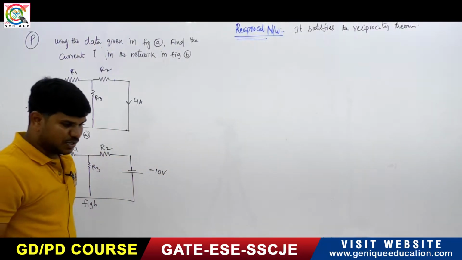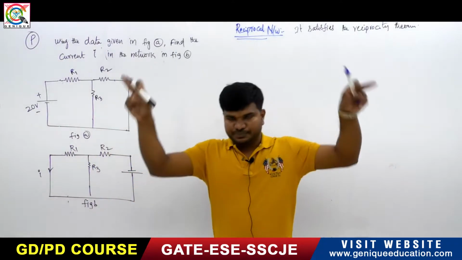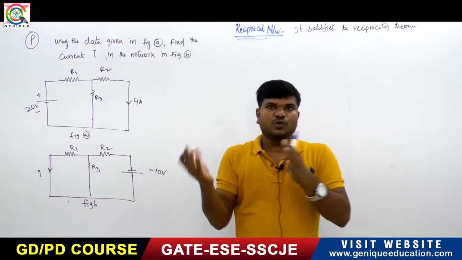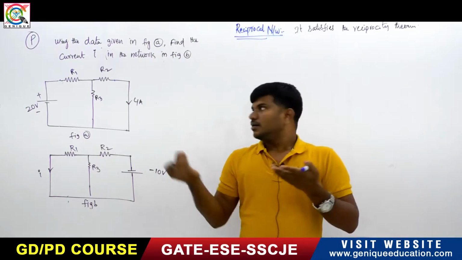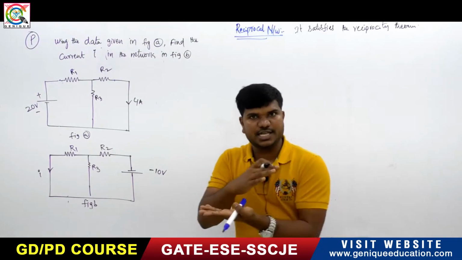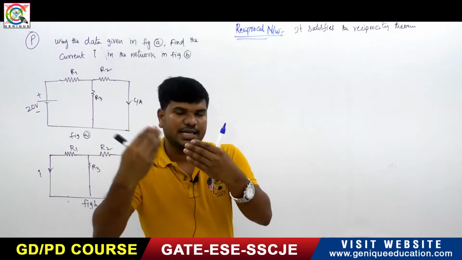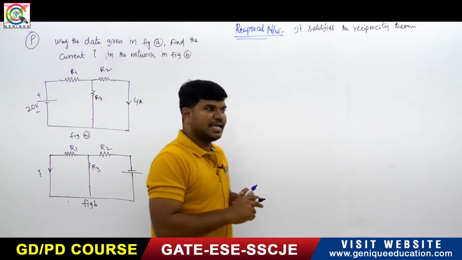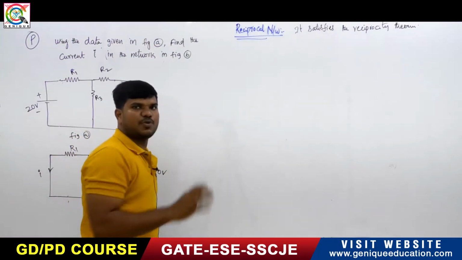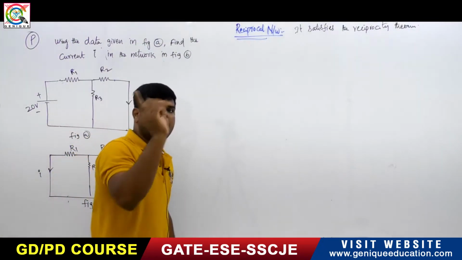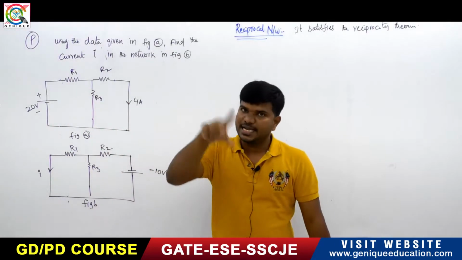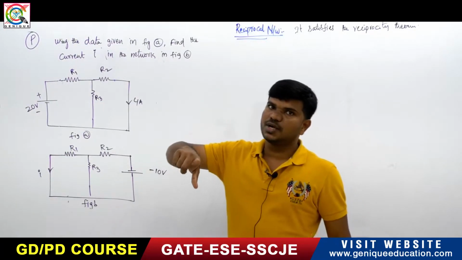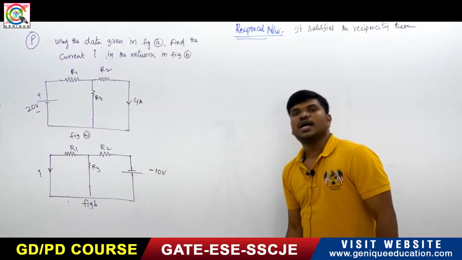So what is the reciprocity theorem? The reciprocity theorem says that for any reciprocal network, if the positions of the excitation and the response are interchanged, then the response to excitation ratio is constant, or we can also say that the excitation to response ratio is constant.